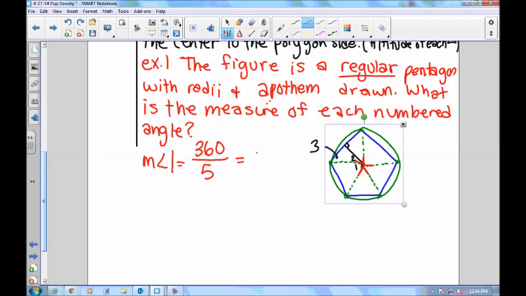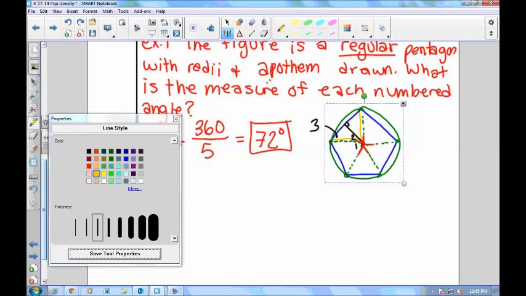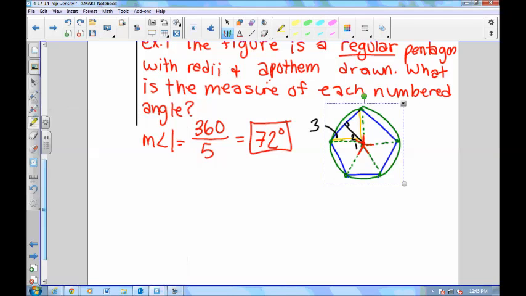So the measure of angle 1 is 72 degrees. You have a couple like this on your homework. I believe number 1 on your homework is just like this, but it's really not hard. Angle 2 is in this triangle right here, but it's not the whole interior angle.